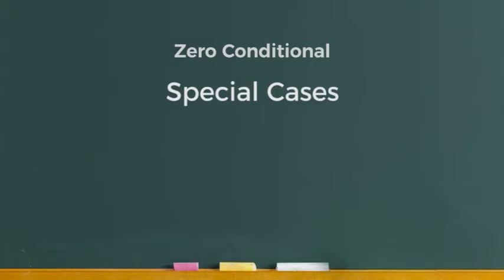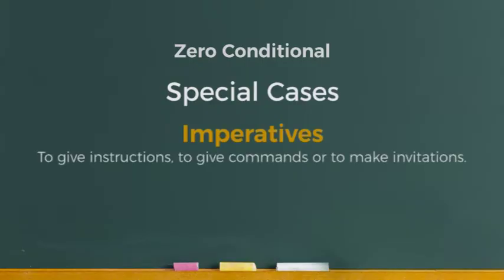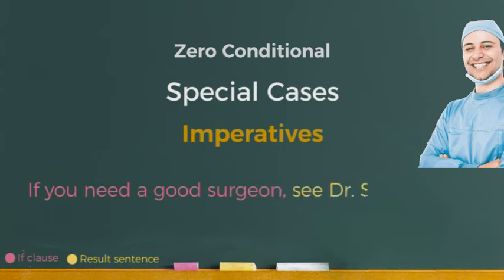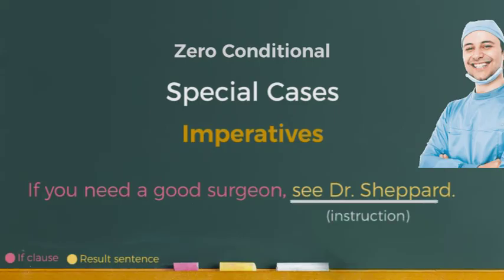The second special case has to do with the use of imperatives in the zero conditional. We need to use imperatives in the result sentence when we want to give instructions, commands, or we want to make invitations, and they all depend on a certain condition. Pay attention to this example conditional. If you need a good surgeon, see Dr. Shepard. In this example, we are giving an instruction in the result sentence, so we use an imperative. Remember, when we use imperatives, we don't use a subject, and the verb is always in the infinitive.